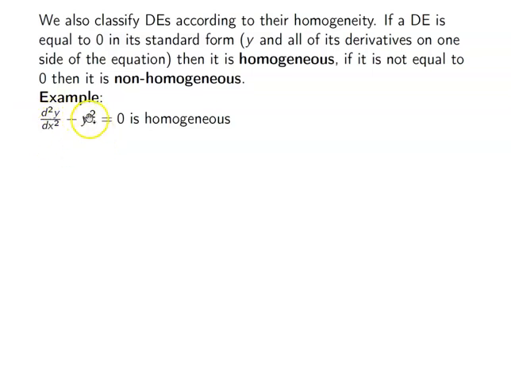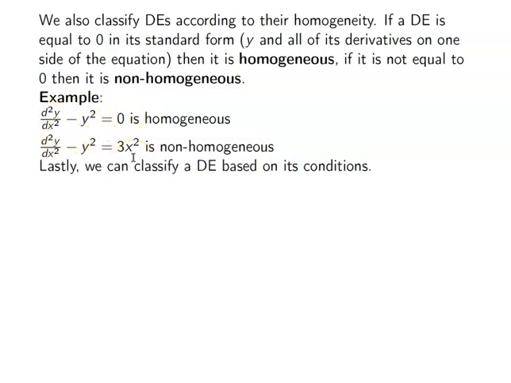Now this is not linear, okay, but it is homogeneous. Here, all the y's are on one side. All the stuff that's not y is on the other side. This is non-homogeneous because I am not equal to 0 once I put it into standard form. Both of these are second order equations. Okay, it's actually the exact same equation, just one is homogeneous and the other is not.